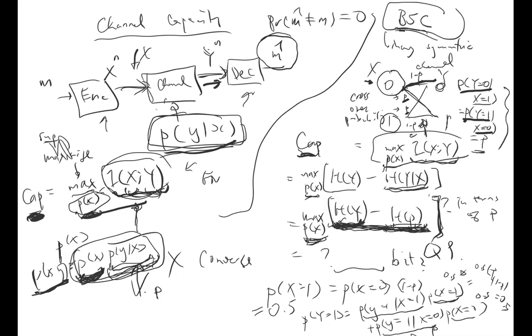So if X is uniform, then Y will be uniform as well. Since Y is uniform, H(Y) will be equal to 1 bit. I cannot get more than 1 bit; the maximum is 1 bit, and I know I can achieve that by making P(X) uniform. Therefore the maximum H(Y) is equal to 1, so the capacity will be equal to 1 minus H(P).